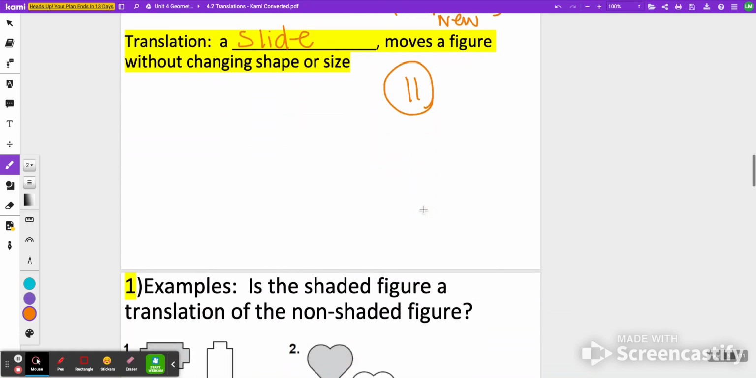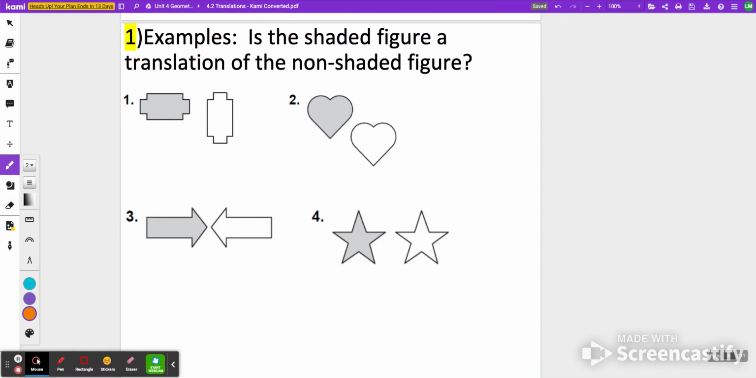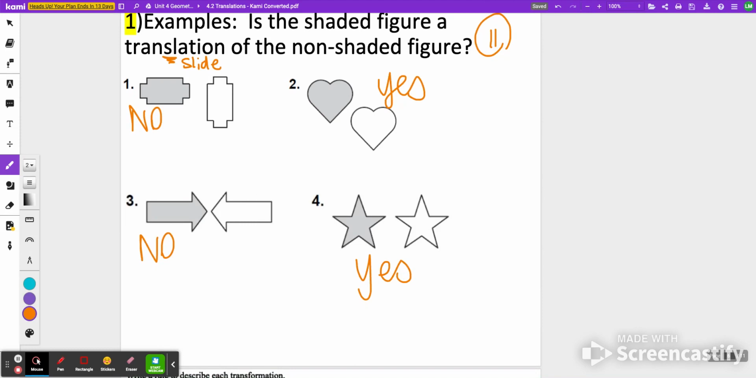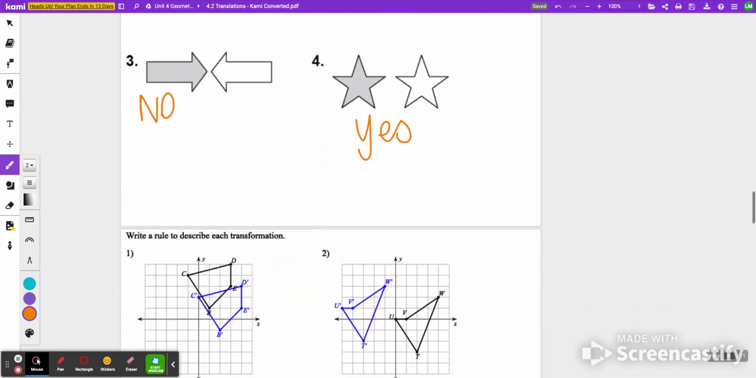Otherwise, let's keep going. So our first example is a shaded figure, a translation of the non-shaded figure. And remember, translation means slide. I can remember that because if I see the letters SL right there in the middle of translation, that means I want to see it slide. Maybe pause right now, see if you can figure out which ones are a translation, and then click play to check your work. All right, number 1 is no. That one's actually a rotation. But number 2 is yes. 3 is no. This one's considered a reflection. But number 4 is yes. 2 and 4 are just examples of sliding the figure from before.